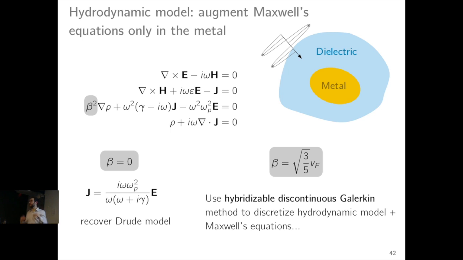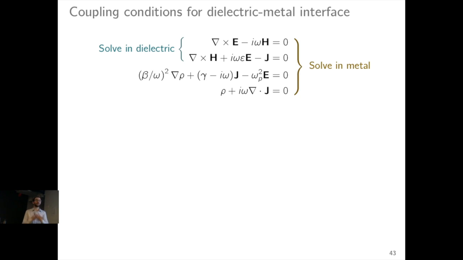Conversely, if this beta is set to a non-zero value, and this is usually the value that is given in the literature, where v_F is the Fermi velocity of the bulk, which is nothing but an optical constant, then as you can see, we have a non-local relationship between the electric field and the electric current. And in order to get the full electromagnetic response, we need to solve this coupled system of equations altogether. We're going to use the hybridizable discontinuous Galerkin method to solve these augmented equations. So now we're left with a multi-physics problem in which we solve Maxwell's equations in the dielectric and these augmented Maxwell's equations in the metal.